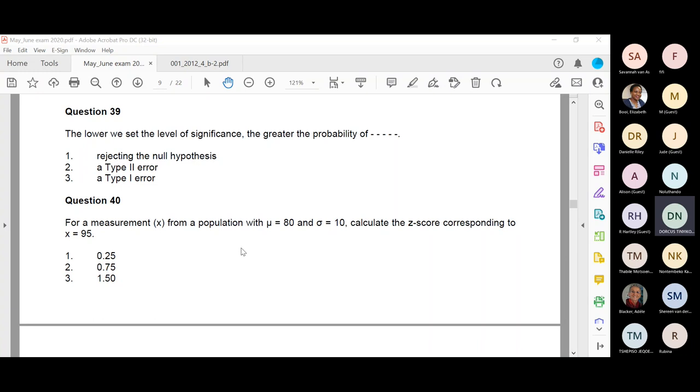So probably it's between type one error and type two error. The lower we set the level of significance, I think it's when we reject the null hypothesis. Which means we're less likely to reject the null hypothesis when it is false, so you will be more likely to make a type 2 error. So then the answer will be type 2 error.